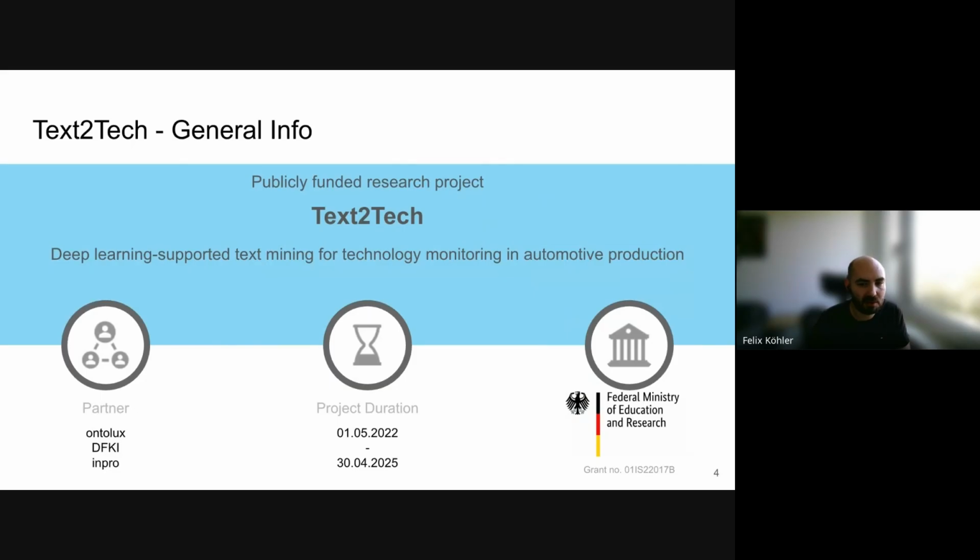You can see some general information about our so-called text-to-tech project. We are 3 project participants, and the project has been running since May last year and will continue until the end of April 2025. The project is funded by the German Federal Ministry of Education and Research.